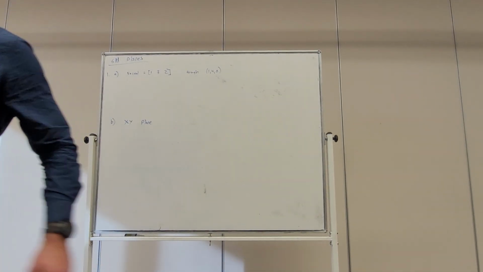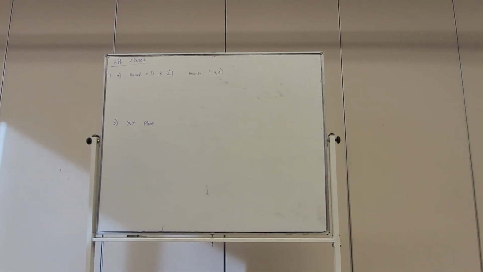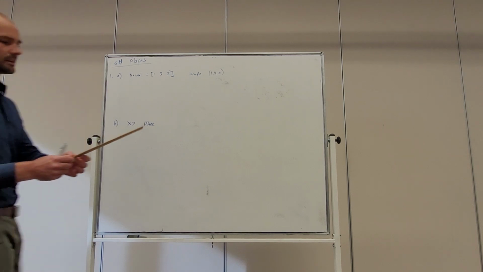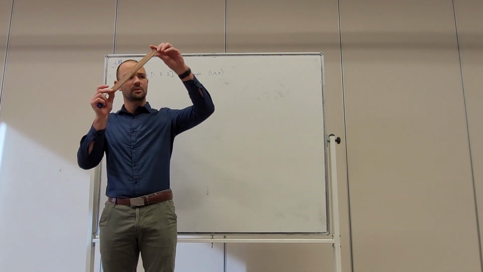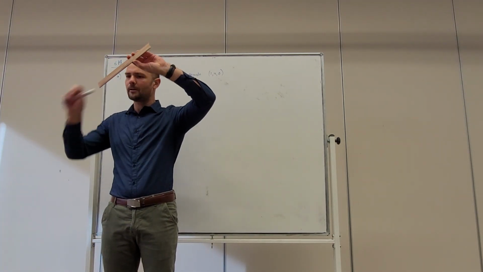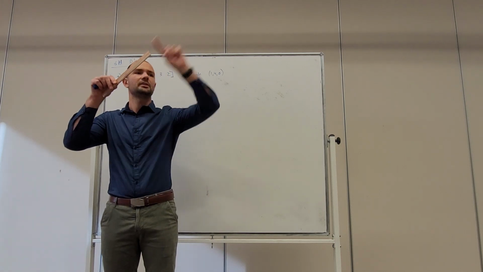All right, so we're learning about planes. Now we're very familiar with lines in three-dimensional space. A line goes in both directions forever. It's a point plus a direction.